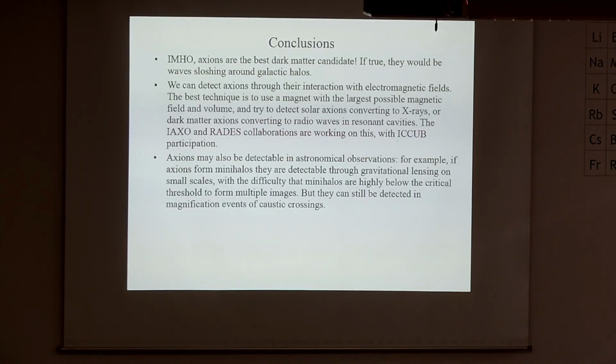I just wanted to say, in this talk, you shouldn't use acronyms, so I put this acronym in my conclusions just as a joke. In my humble opinion, axions are the best dark matter candidate. And if true, they would be waves sloshing around galactic halos. So here I summarize my talk, and let's go to the questions.